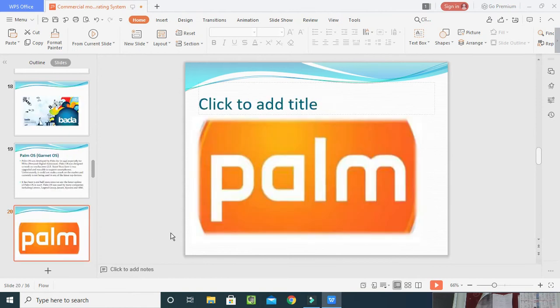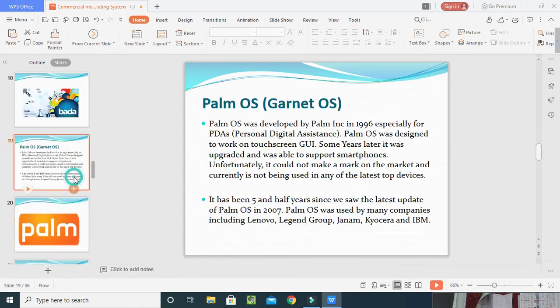Now, Palm OS. This is also one of the operating systems, and it was developed by Palm Inc. in 1996, especially for PDAs, Personal Digital Assistants. The Palm operating system was designed to work on touchscreens. Keep in mind, it can come for a half mark or one mark question: Palm operating system is also known as Garnet operating system. So what's the main purpose of it? It is an operating system used for the touchscreen.